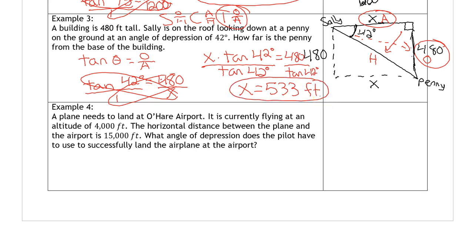All right, our last question. Example 4: a plane needs to land at O'Hare Airport. It is currently flying at an altitude of 4,000 feet. The horizontal distance between the plane and the airport is 15,000 feet. What angle of depression does the pilot have to use to successfully land the airplane at the airport?